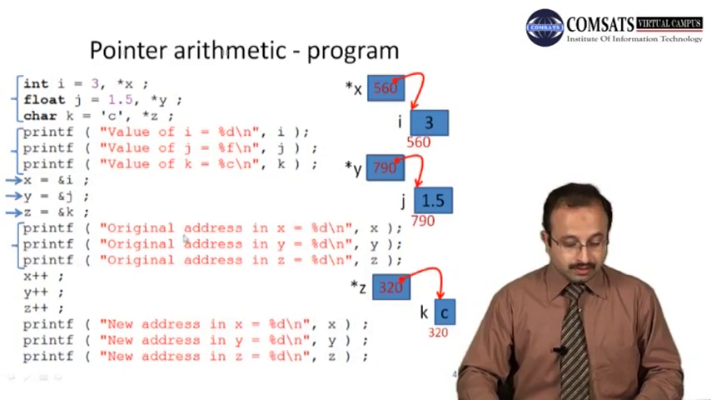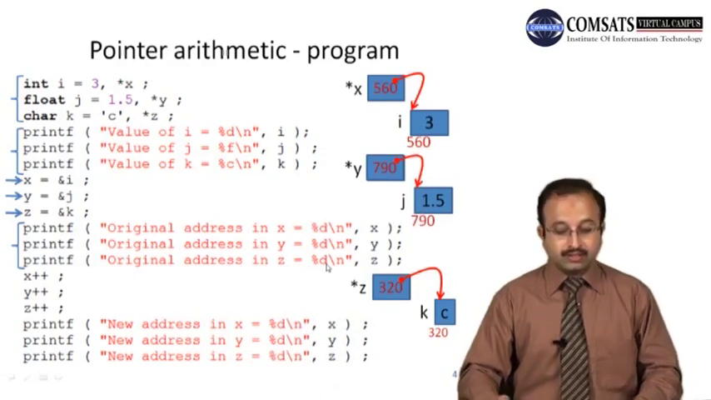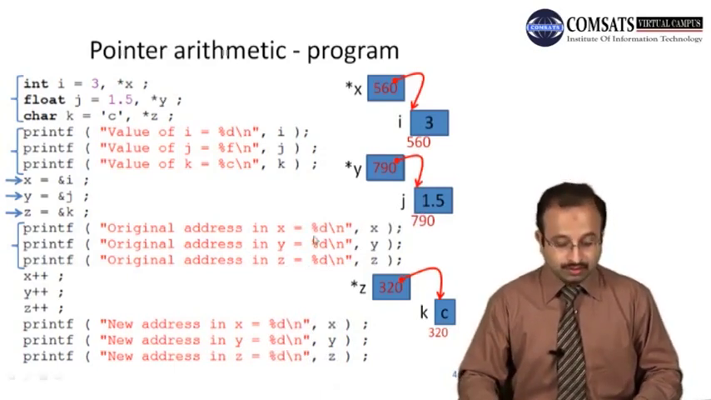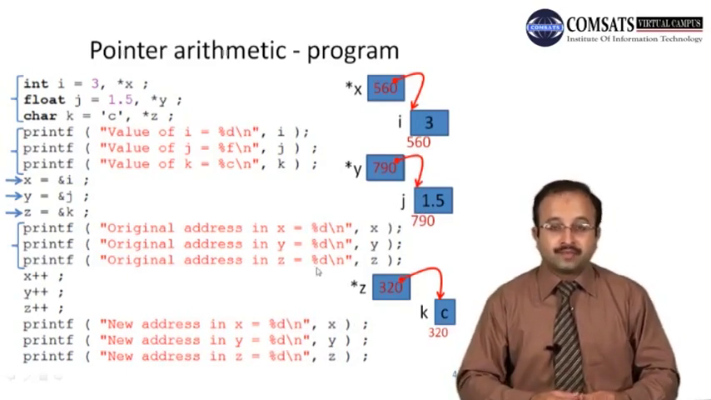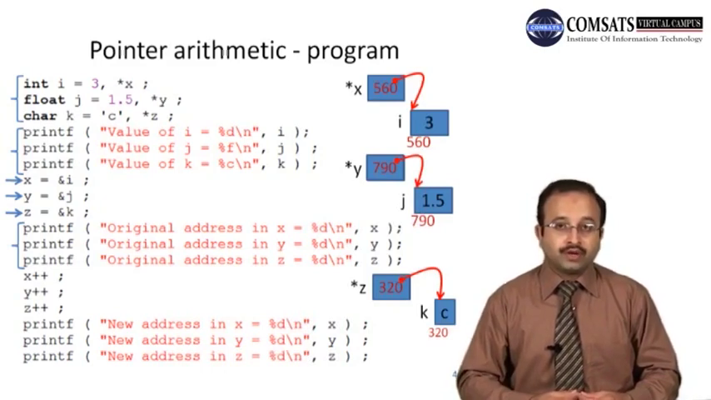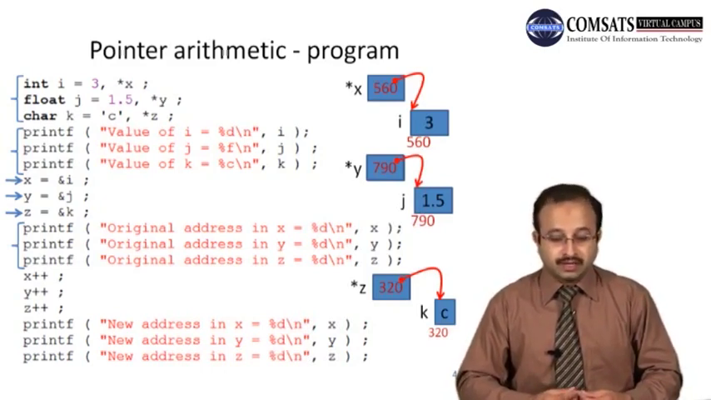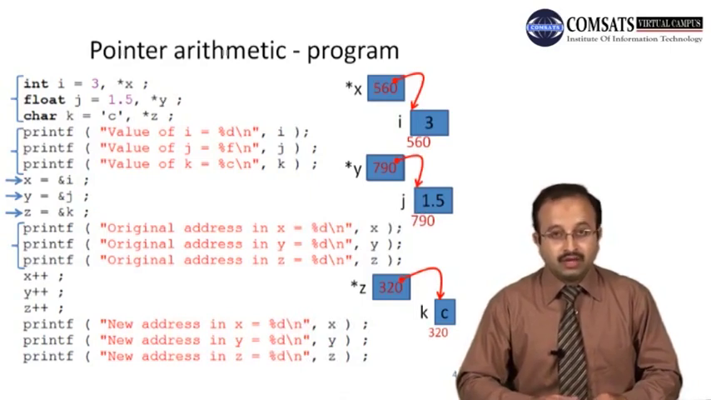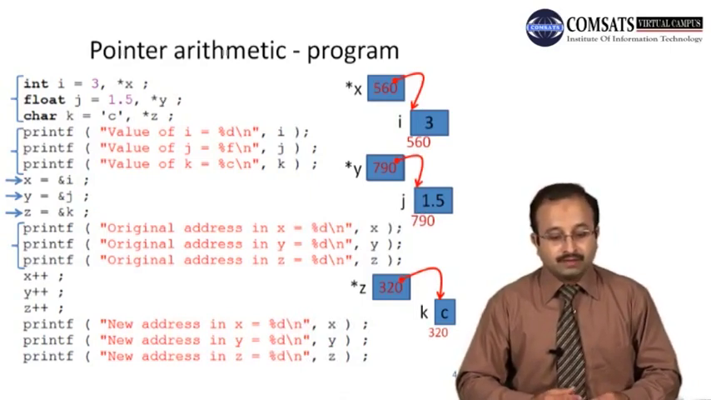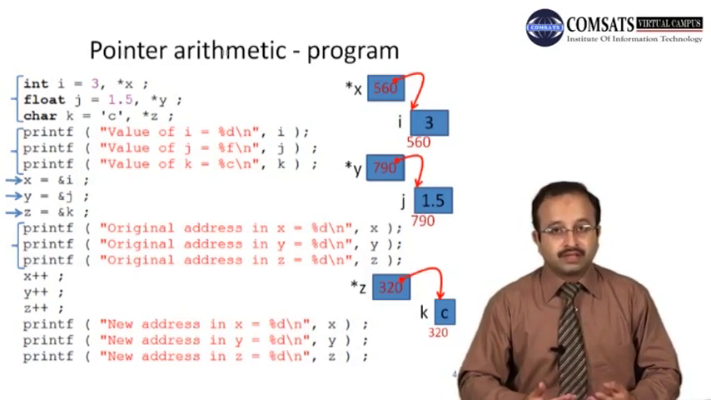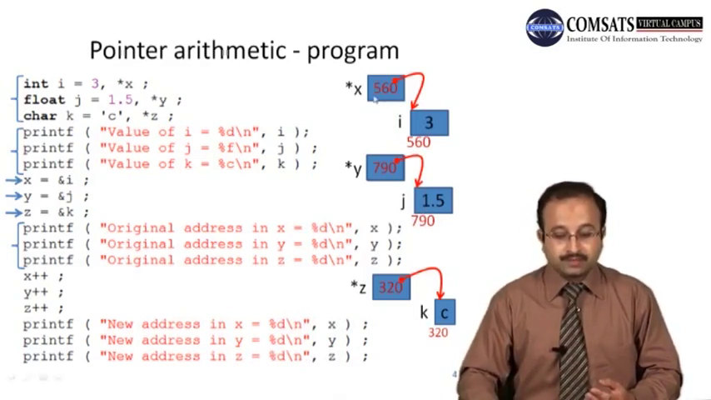So here the original address in X is equal to 560 will be printed, and the original address in Y is equal to 790, and the original address in Z is equal to 320. That will be printed on the screen. So these are the 3 addresses, 560, 790 and 320. These are the values of the pointers. Jis tarah se hum kehte hain integer variable I hai, iski value kya hai? I ki value 3 hai. So ek pointer variable X hai, uski value kya hai? Uski value ek memory address hai, and that address is 560.